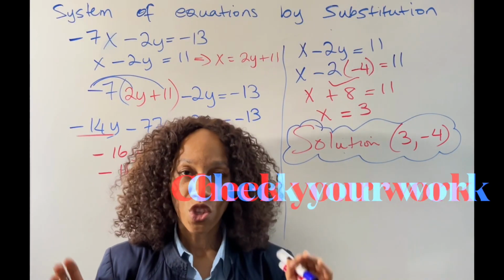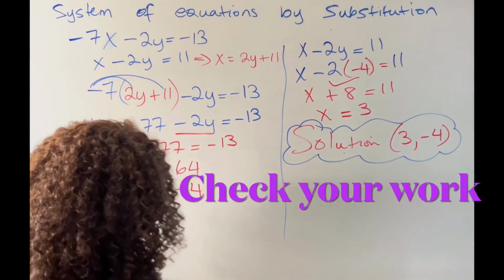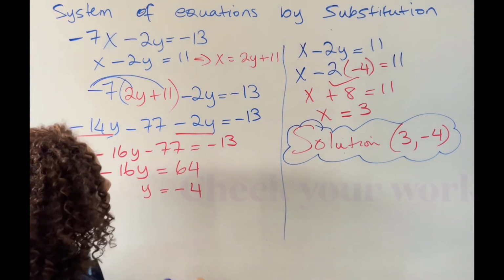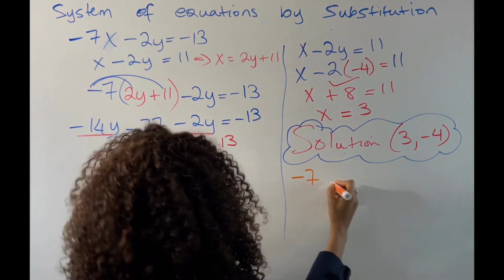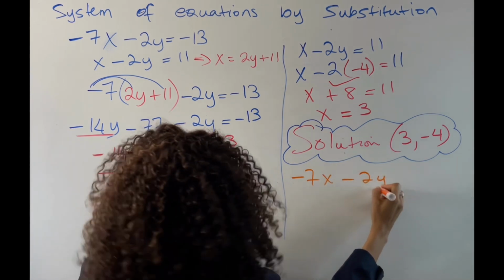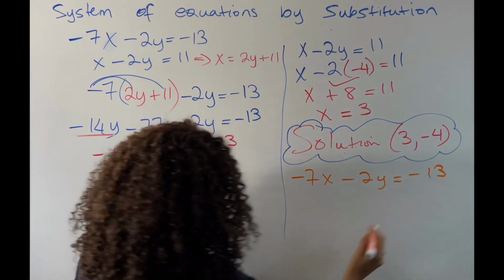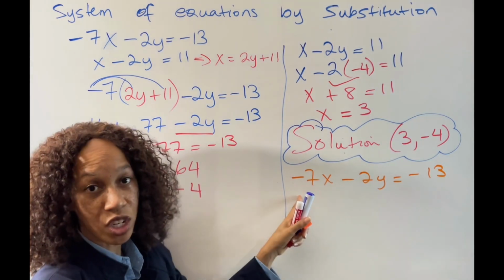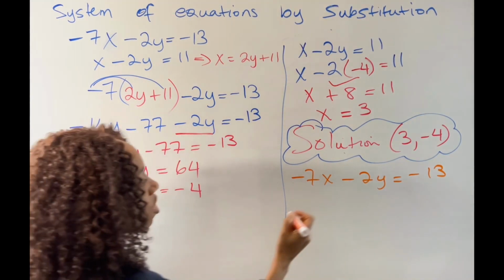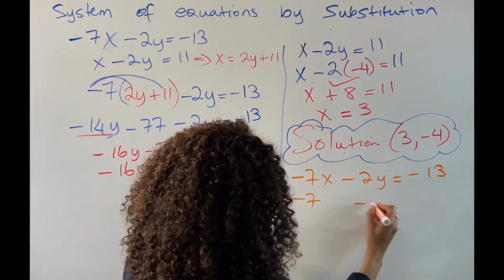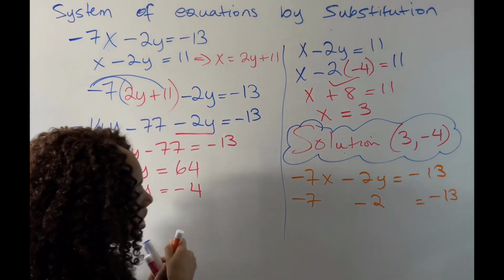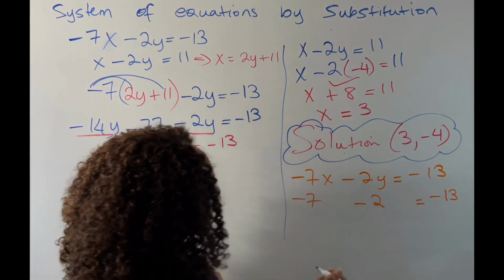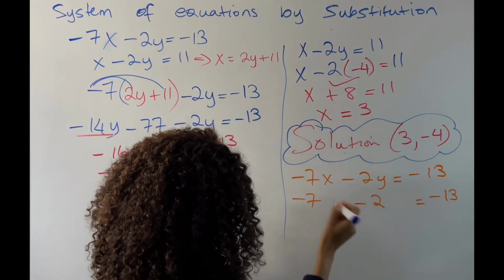Once again, check your work. So we're going to check this one. Always check to make sure that you are on the right track. So we can take the negative 7x minus 2y equals negative 13. And I always suggest you rewrite the original equation first. So now you're going to substitute your value for y and your value for x, to test to see if your solution is indeed correct.